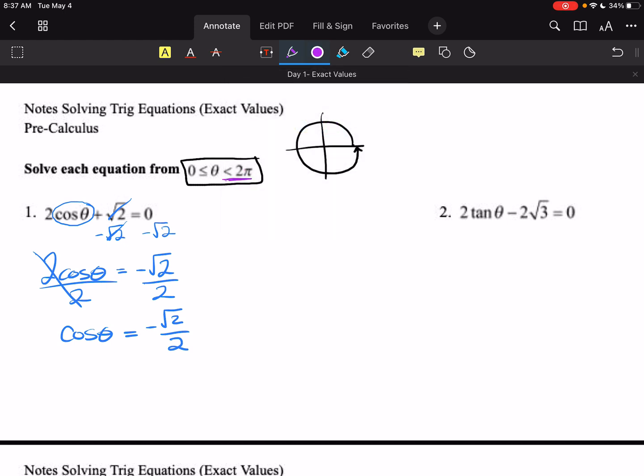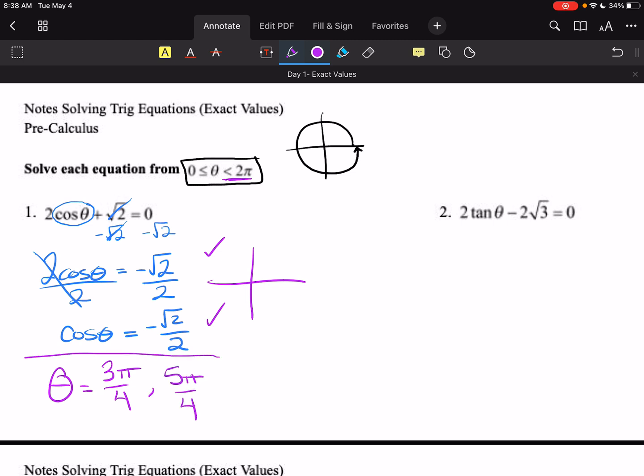So now I just need to identify the quadrants I'm in to get negative cosine. And that would be quadrant 2 and quadrant 3. So I want the pi over 4s that go with quadrant 2 and quadrant 3. And those angle measures would be 3 pi over 4 and 5 pi over 4. So those would be my solutions.